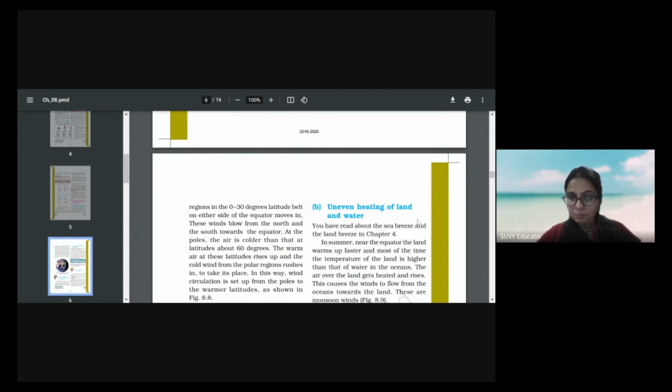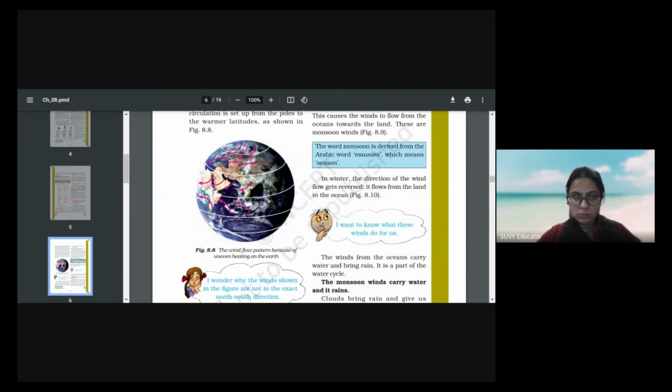You can see in this diagram, this is the equator region. The pink color arrows are moving from this side and from this side. So from the equator to the poles and then from the poles to the equator.